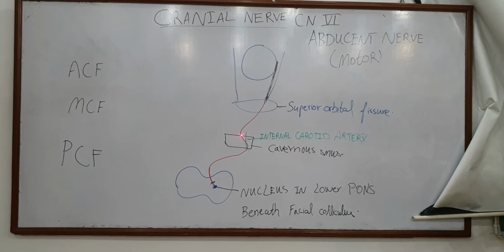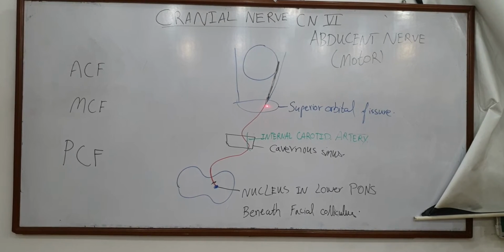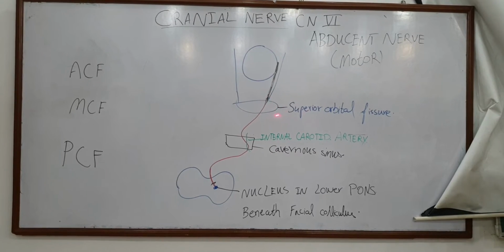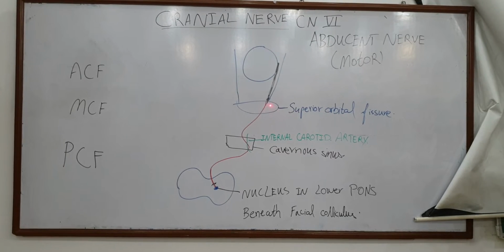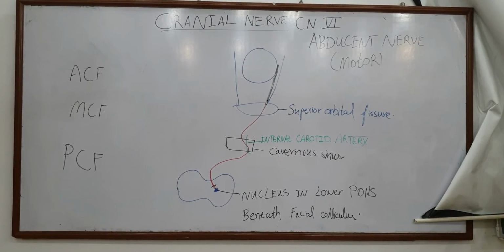The abducent nerve then passes through the cavernous sinus and enters the orbit through the superior orbital fissure. It enters the superior orbital fissure at the middle part and then supplies the lateral rectus muscle, one of the extraocular muscles of the orbit.